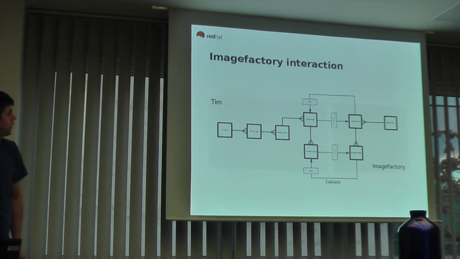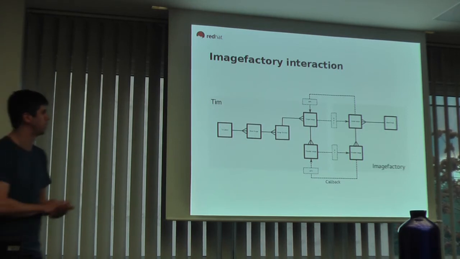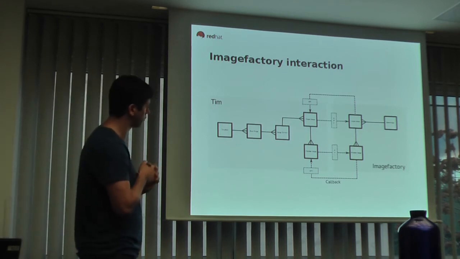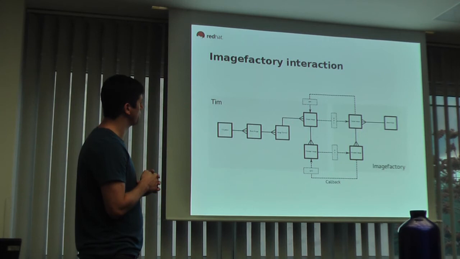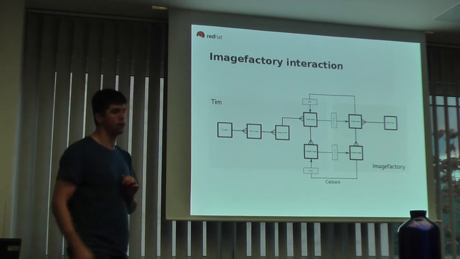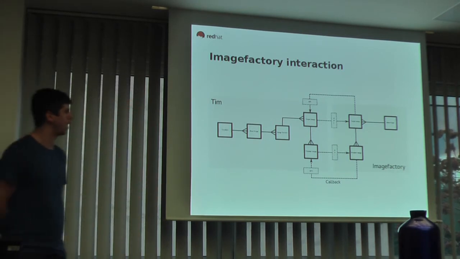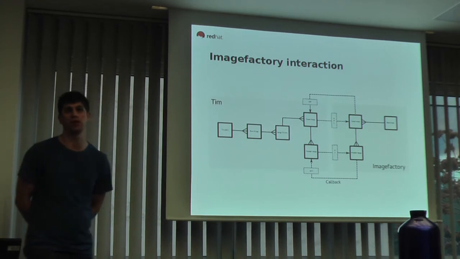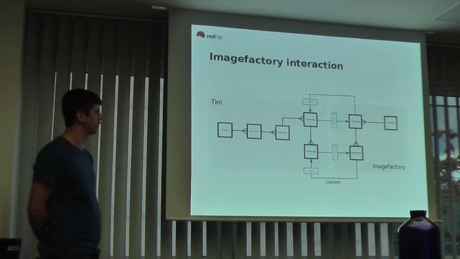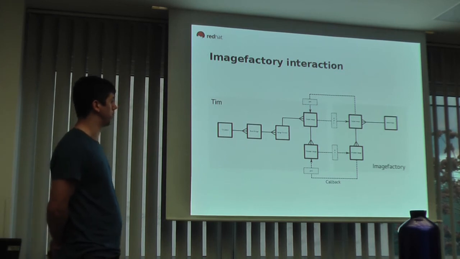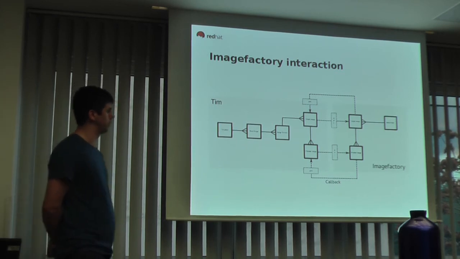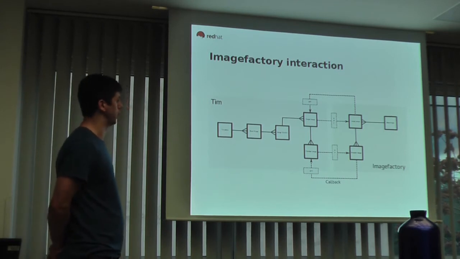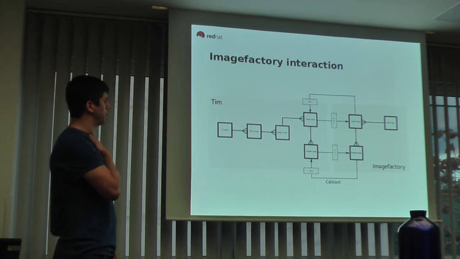So this is essentially the interaction between TIM and Image Factory. You can see that we make calls through the Image Factory API to create target and provider images. And then, like I said previously, we register a callback as part of that request. Once the target image or the provider image is finished building or finished pushing to a particular provider, Image Factory will then do an HTTP PUT and put that provider image or target image into TIM through TIM's RESTful API.